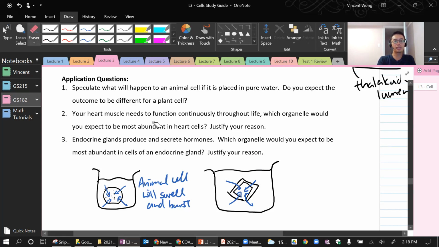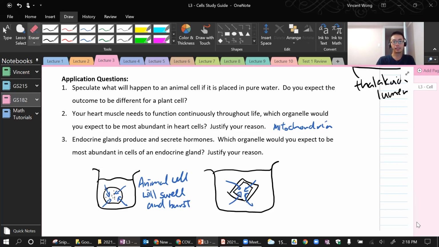Next one. Your heart muscle needs to function continuously throughout life. Which organelle would you expect to be most abundant in heart cells? That would be the mitochondria, which makes sense because mitochondria makes ATP, and you would need lots of ATP for something that keeps on beating.